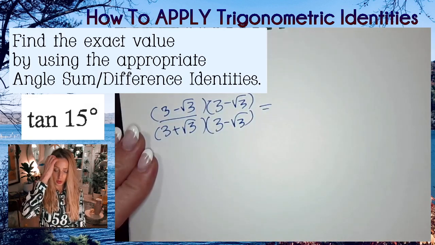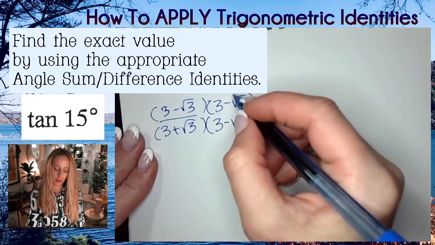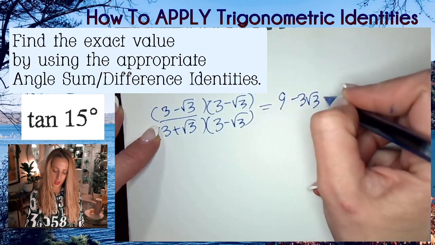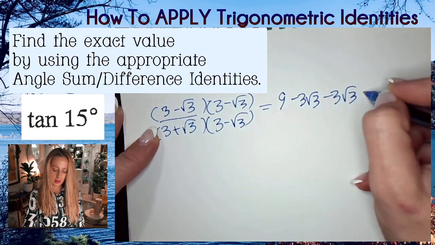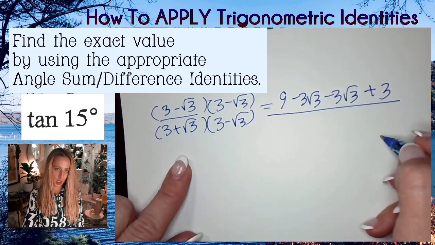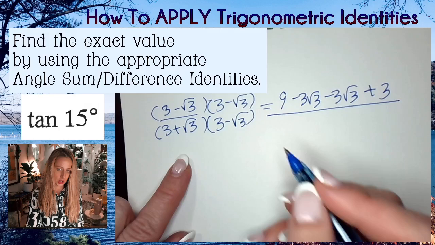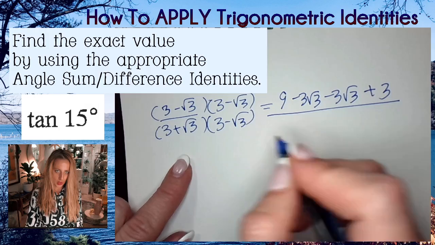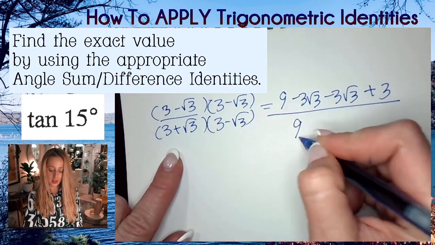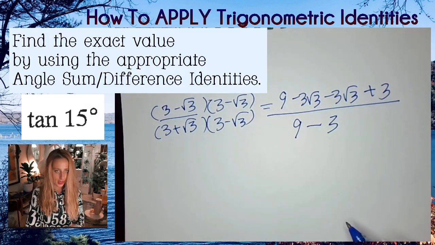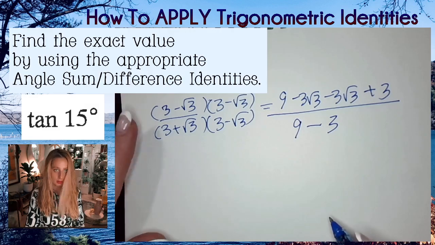FOIL, or distribute, fully. 3 times 3 is 9. Outer minus 3 root 3. Inner minus 3 root 3. Last plus 3 over. These are conjugates of each other. That's what we intentionally do. Outer and inner will always cancel out, and you'll always be left with the difference of two squares. So first times first is 9. Last times last is minus 3. And like I said, voila, no radical in the denominator.